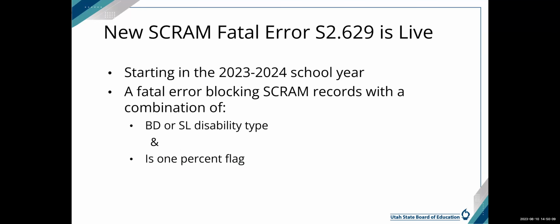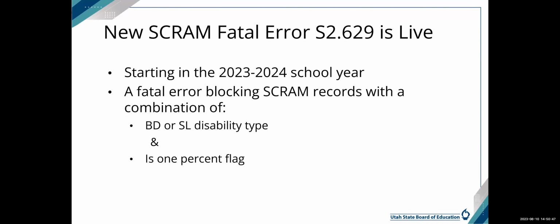Okay, so this is one of the ones we were holding off until we rolled to the new school year to make this new fatal error live. So it's live now, and I think when I checked yesterday, there's only 3 students who are getting it. But it is a fatal error, so you want to look for these and get them fixed ASAP, because it could mean that the IEP team has to meet and determine whether the 1% status is wrong or whether the disability type is wrong.